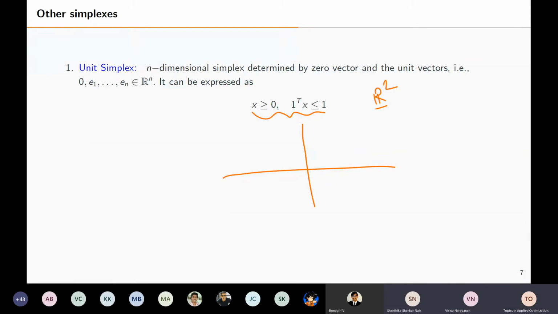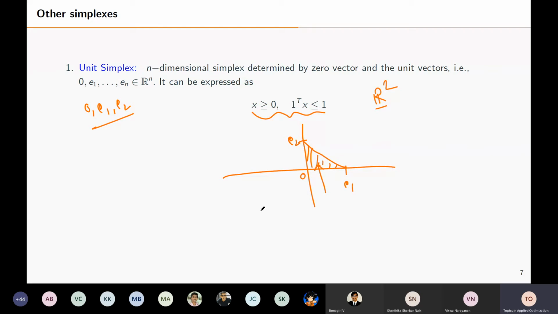It's like a triangle, right? So x greater than or equal to 0, and let us say this is like e1, this is like e2, and then we have a 0 here. So let us consider this 0, e1, e2 case, and then the sum of this must be less than or equal to 1. So it must be bounded within this. Okay, so that will be the unit simplex, right?